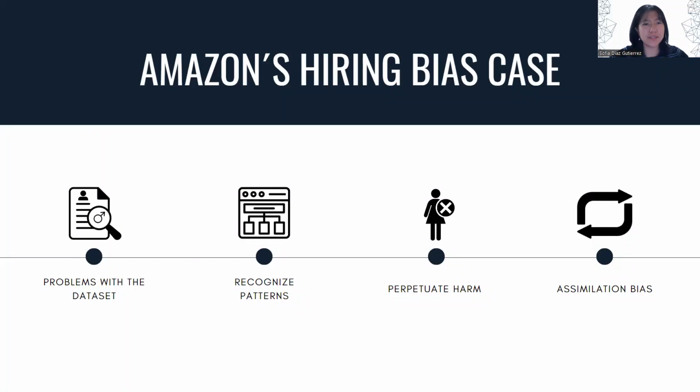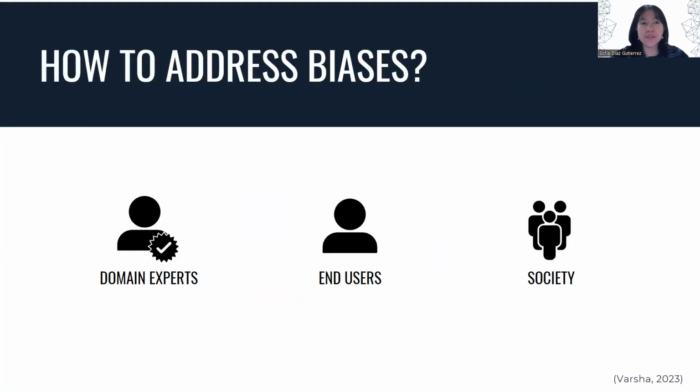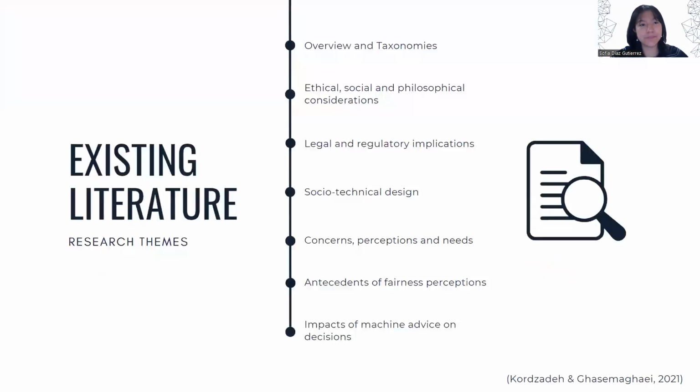So how do we address this situation? There are three main levels in which they should be addressed. Domain experts, because their knowledge should be incorporated into the systems, and users, because they need to understand how the systems work in order to hold organizations accountable, and society, so it can be better incorporated into our daily lives.